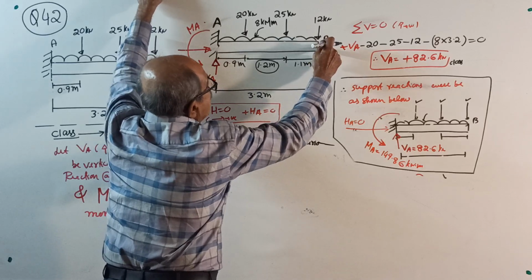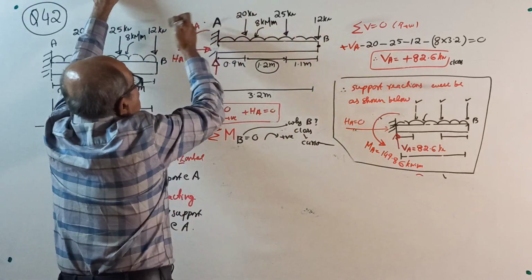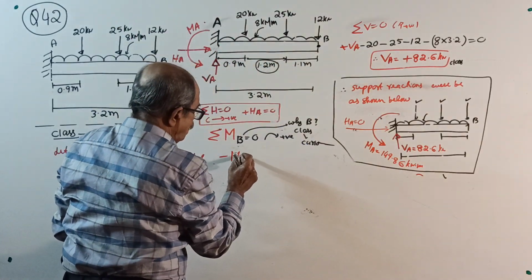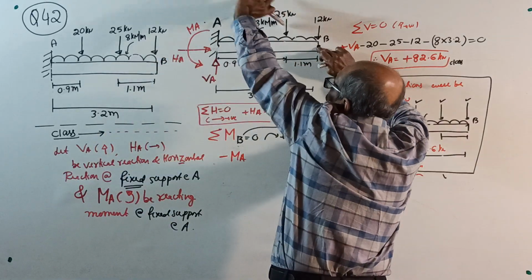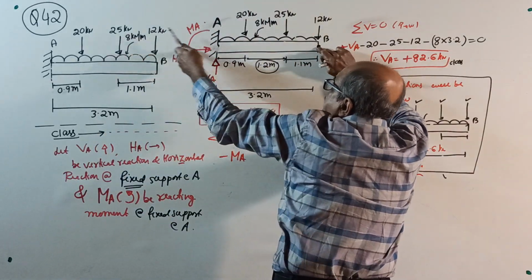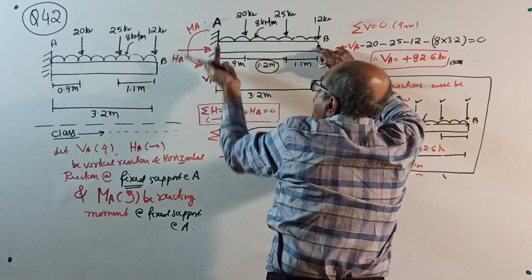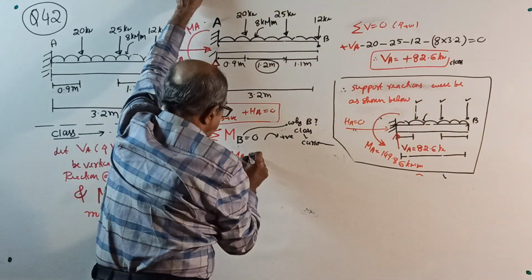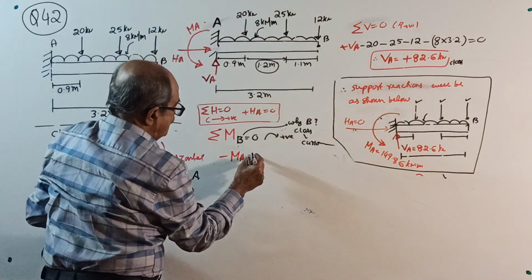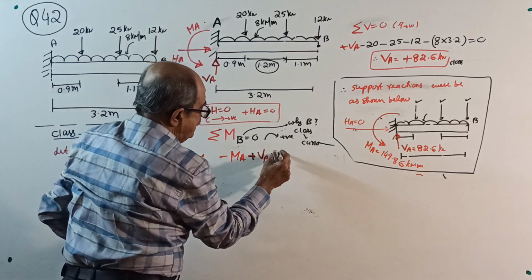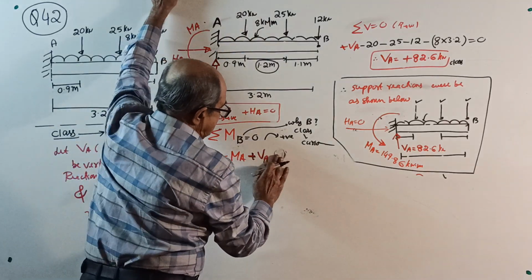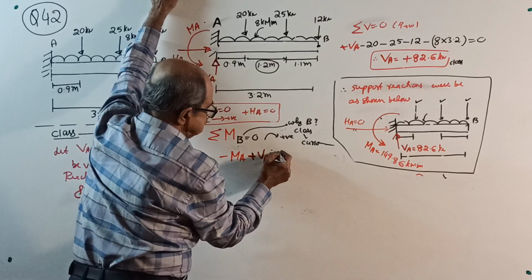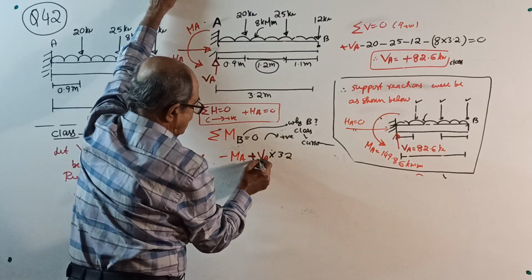See what happens. Moment point is here. From here you start. Minus ME, no into, that's all. See, it is a couple. Minus MA, and HA into 0, don't waste time. But VA is there now. VA into 3.2, clockwise, so plus VA into 3.2.